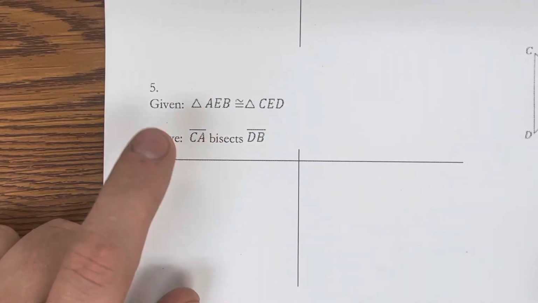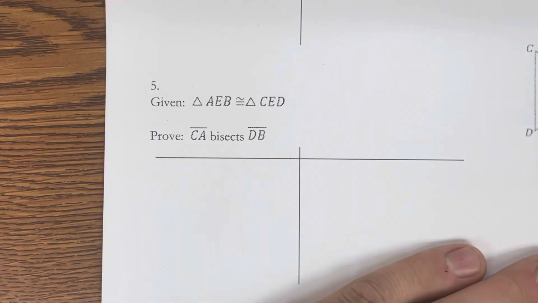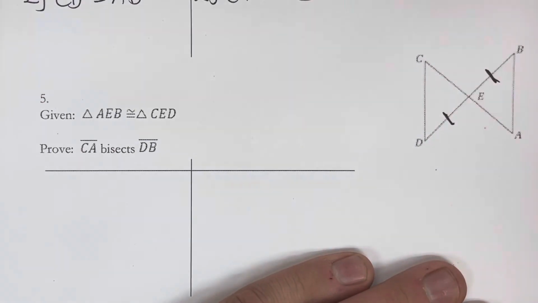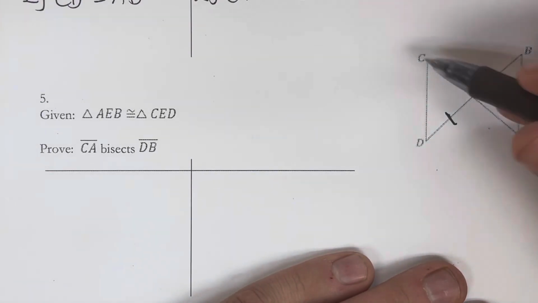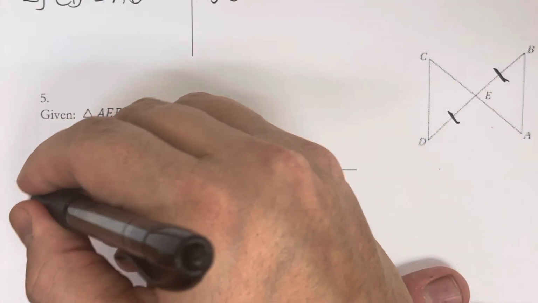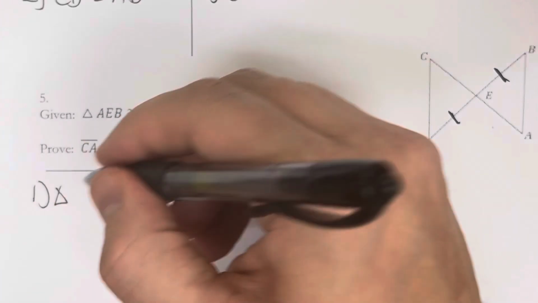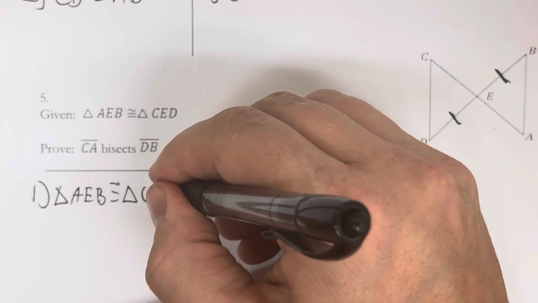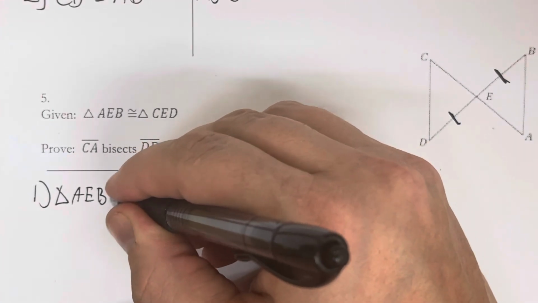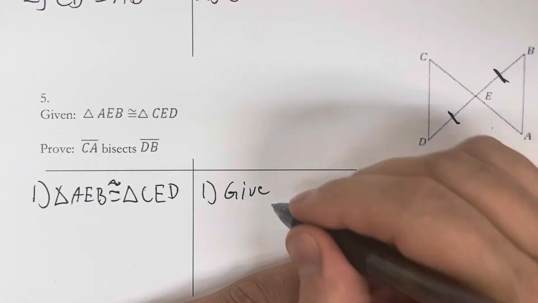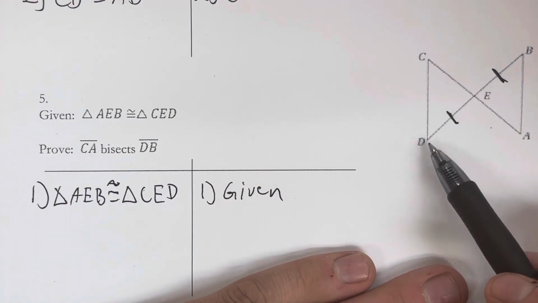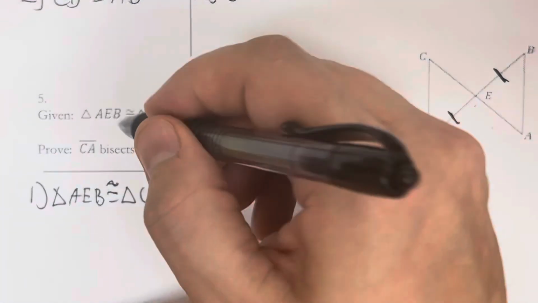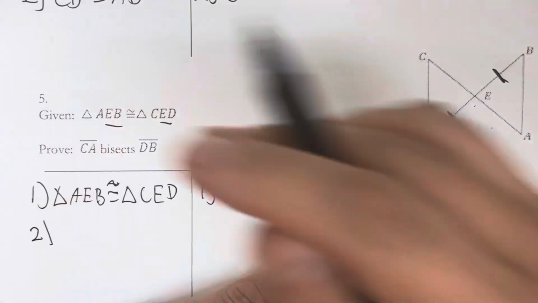So for us to have a bisector, for CA to bisect DB, DB needs to be cut in half. So for DB to be cut in half, DE has to be congruent to EB. Once we state that, we can state that it's a bisector. So let's see if we can prove that. Step 1. I am told that the triangles are congruent. AEB is congruent to triangle CED. So we have 2 congruent triangles given. Now, are these the corresponding parts? Does DE correspond with BE? Yes, it does. DE, EB, we can state those segments are congruent.